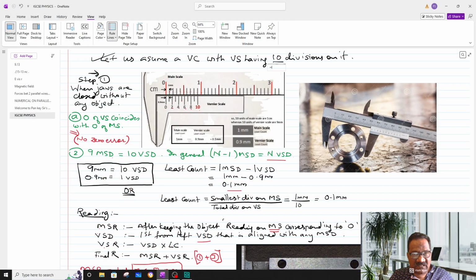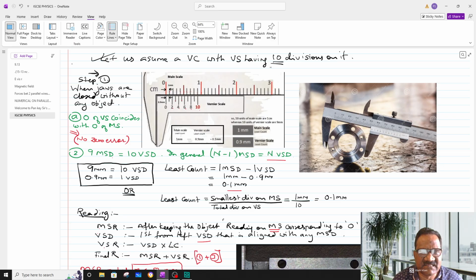0.10 millimeter, right? But then, you should know how you got that 0.10 millimeter, so I'll teach you that. Suppose it is 20 divisions, then the least count will not be 0.10, it will be something else. So let me teach you in general how to find out the least count. Now we are dealing with a vernier caliper which has 10 divisions on its vernier scale.